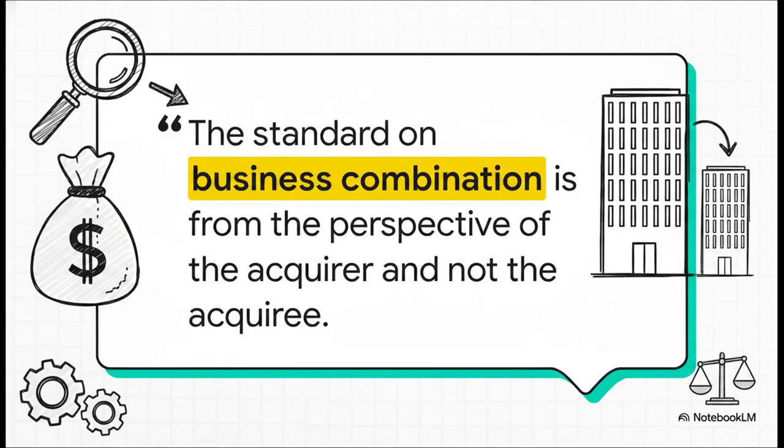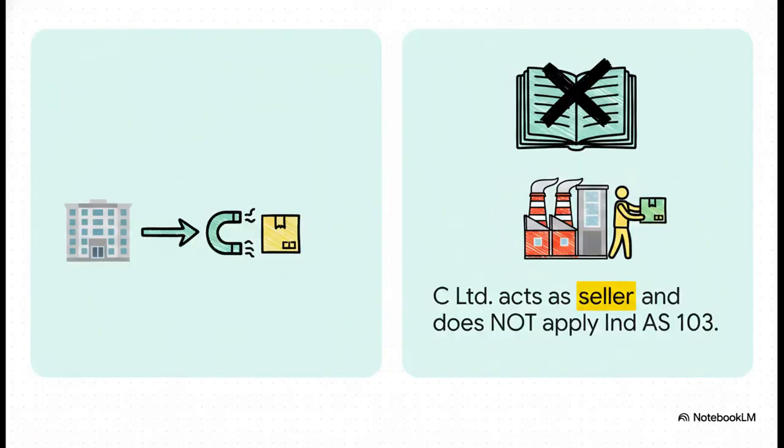Now, here is the absolute game changer, and honestly the blind spot a lot of professionals hit. The very objective of Ind AS 103 is to establish principles for how the acquirer recognizes and measures assets, liabilities, and goodwill. Put simply, the standard on business combinations is written strictly from the perspective of the one buying, not the one selling. So what does that mean for us?